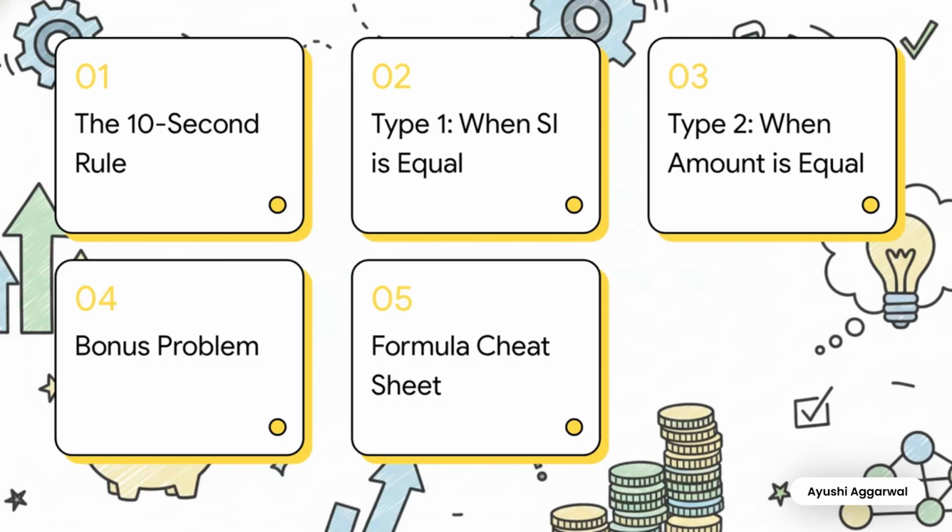All right, so here's our game plan. We're going to master the 10-second rule for two major question types. First, when the simple interest is equal. Second, when the final amount is equal. Then we're going to tackle a bonus problem that pops up all the time in exams. And to wrap it all up, I've got a formula cheat sheet for you that you'll definitely want to save.